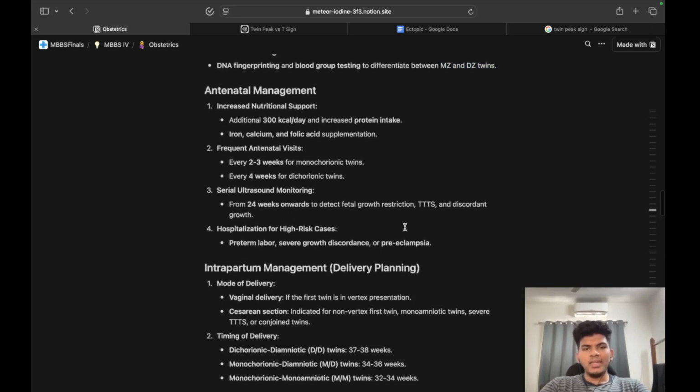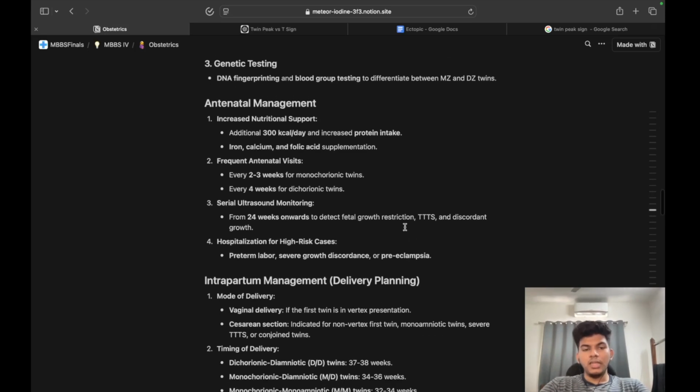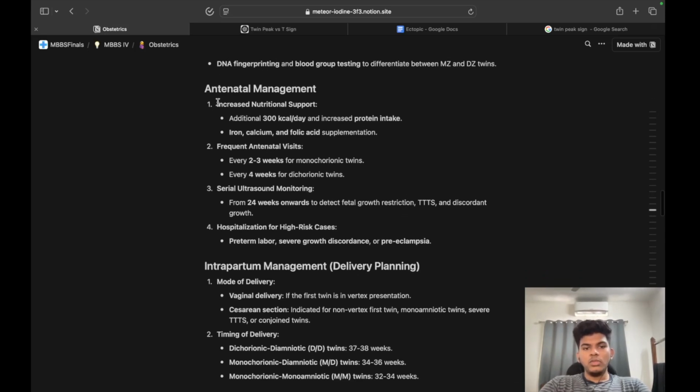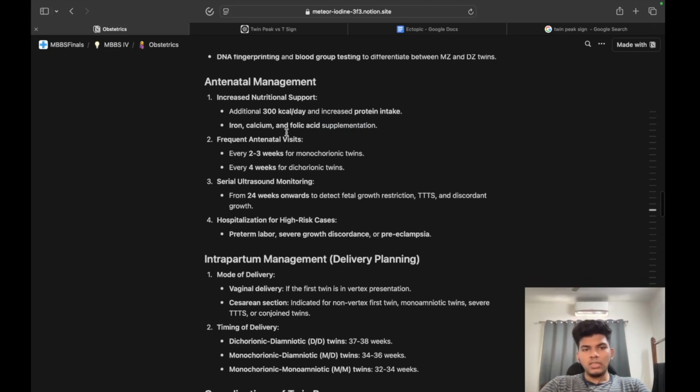Coming to antenatal management: when we realize that it is a twin pregnancy, what do we do? First, increase nutritional support, an additional 300 kilocalories per day with increased protein intake, and also increase the iron, calcium and folic acid supplementation. There are specific numbers for each of these, but we already have too many numbers, so this should be enough. Frequent antenatal visits every 2 to 3 weeks for monochorionic twins and every 4 weeks for dichorionic twins.